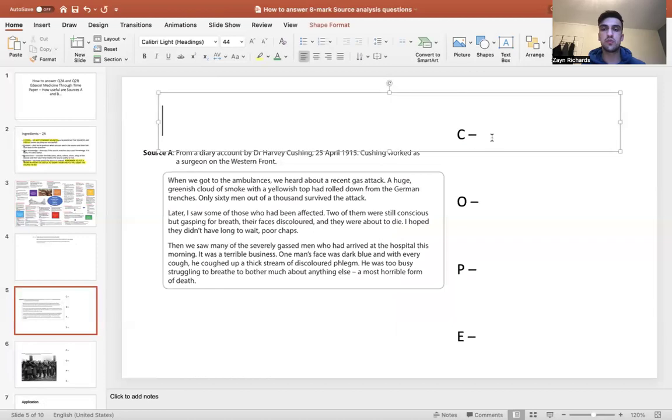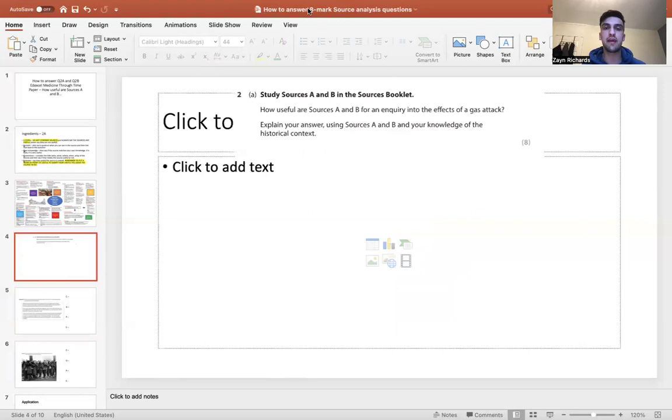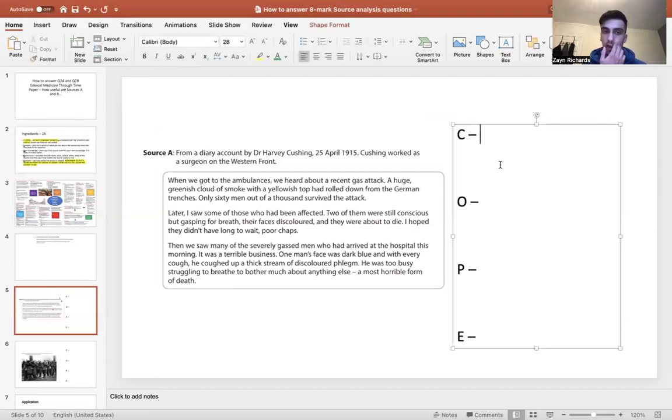Okay, so we'll start with the written source then. The first thing I'm going to be thinking about is the fact that it's asking me about the effects of a gas attack. So in the exam, the first thing I would do when I see the question is always highlight the words after 'inquiry into'. Whatever's after that, you underline like so. So we are looking at the effects of a gas attack. So when we have a look at this source now, we'll be on the lookout for that. Let me just remind myself of the source.